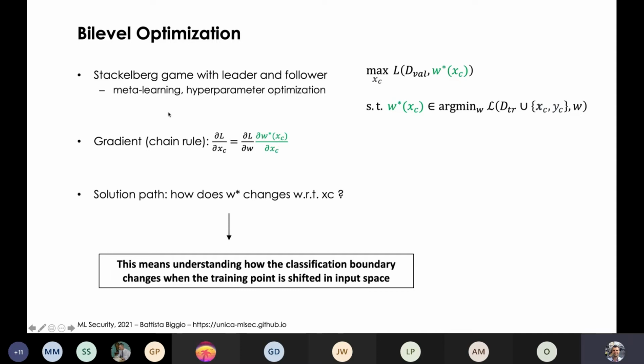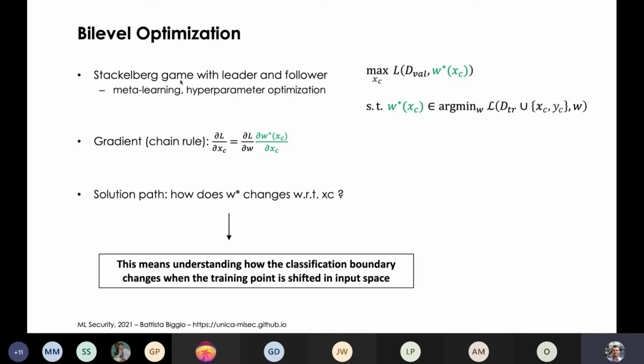These bi-level problems are also used in many other areas of machine learning. The same formulation that you have here is also called, from game theory, a Stackelberg game, where you have a leader and a follower. It's like a game where one player moves first and then the other one follows. It's not like a game where they play simultaneously.